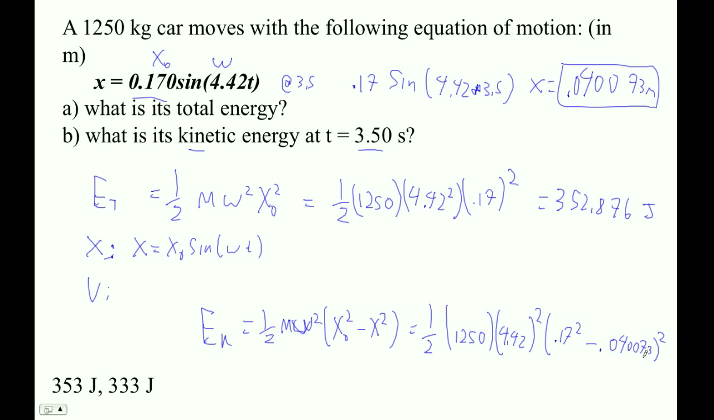Okay, so 0.5 times 1250 times 4.42 squared times parentheses 0.17 squared minus x squared, right? So that's that value there, right? Parentheses. 333.26.